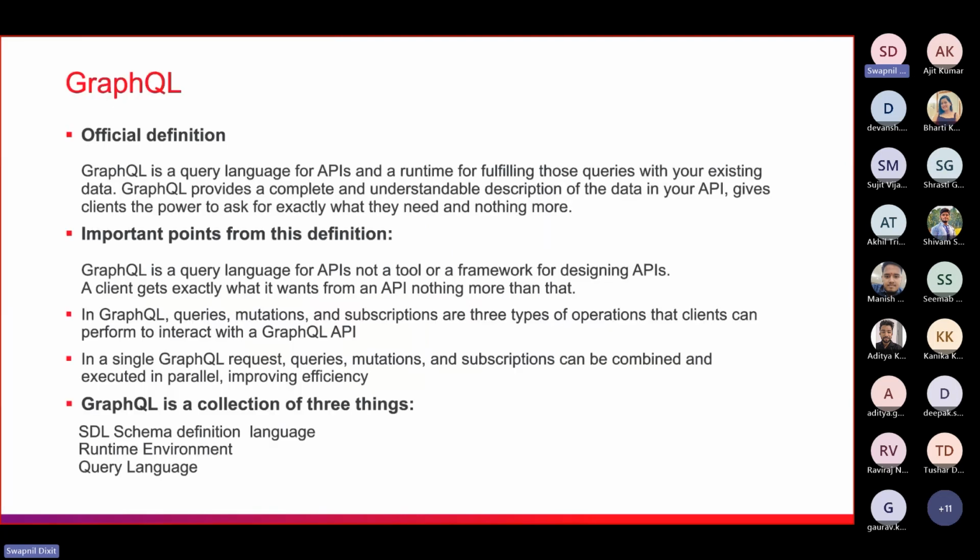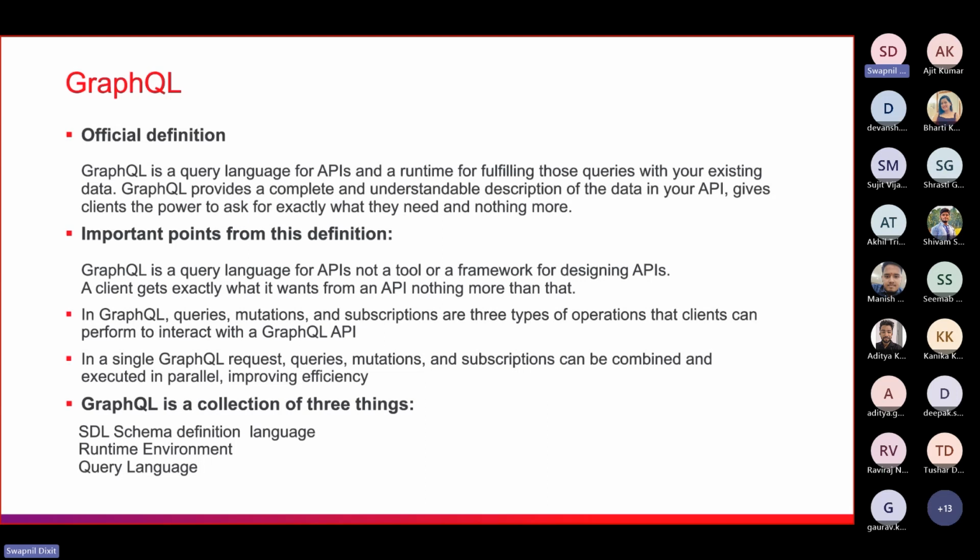So let us start. GraphQL is a query language for APIs and a runtime for fulfilling those queries with your existing data. GraphQL provides a complete and understandable description of the data in your API. It gives clients the power to ask for what they need and nothing more. GraphQL is a query language for APIs, not a tool or a framework for designing APIs. A client gets exactly what it wants from an API, nothing more than that.